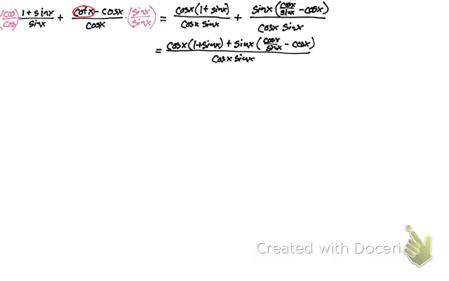Well, I always say don't distribute unless you have to. It looks like I have to because I can't just cancel this stuff out. There's nothing that really cancels out. So let's go ahead and distribute this and see what happens. Make sure you distribute the entire thing to both things. So that's going to give me a cosine x, plus, I'm going to have cosine x sine x.